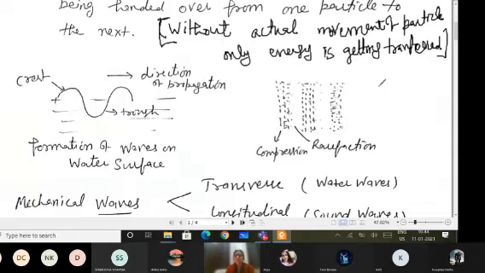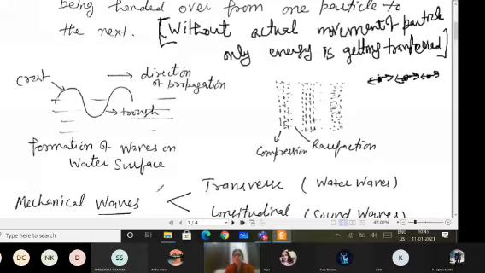Like if so many students are standing in a row like this, and like in the sound waves, the particle is vibrating back and forth this way, and as a result, energy is getting transferred from one particle to another, and the wave is formed because of the compressions and rarefactions. Compressions are where the particles are together with each other, and in rarefaction the particles are away from each other. So when we talk about waves, basically in 11th class we talk about the mechanical waves.